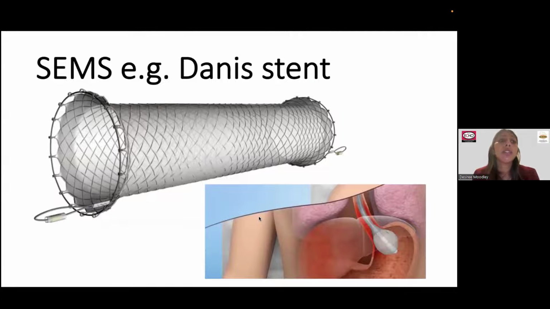One can also use a self-expanding metal stent. So this is the Danis stent that's made specifically for this. This picture here is from their website. So that's the stent itself. And then I took a little picture of the video. There's a balloon at the end. So when you're deploying it, you blow up the balloon, which helps the stent stay in place. And then you deploy the stent and pull out that introducer along with the balloon.